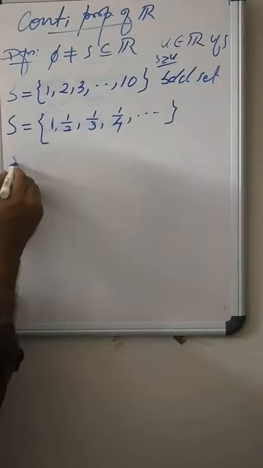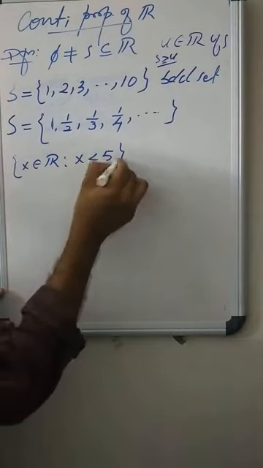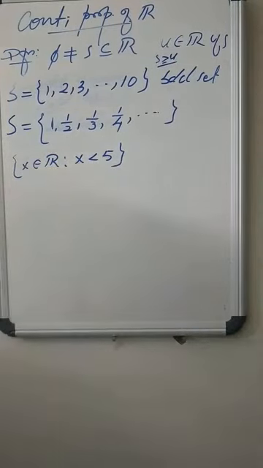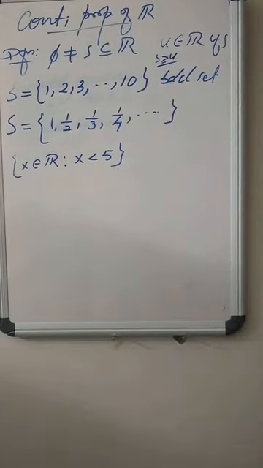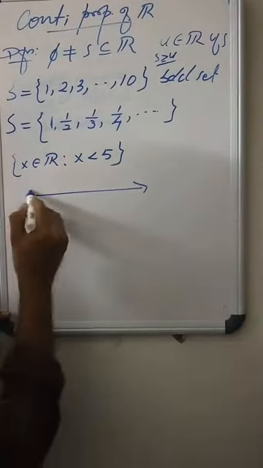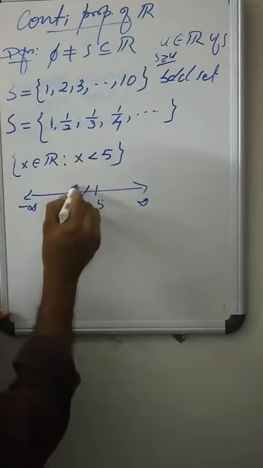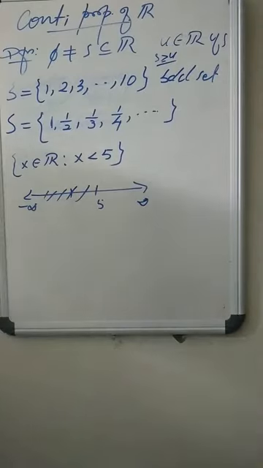Then consider another set, of all x in R such that x is less than 5. What about its upper bound? x less than 5 means draw the number line again, from minus infinity to plus infinity, with 5 marked here. This is the graphical representation of the set of x in R with x less than 5. So which is the upper bound?